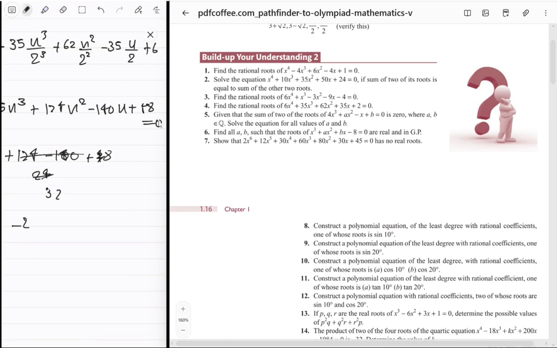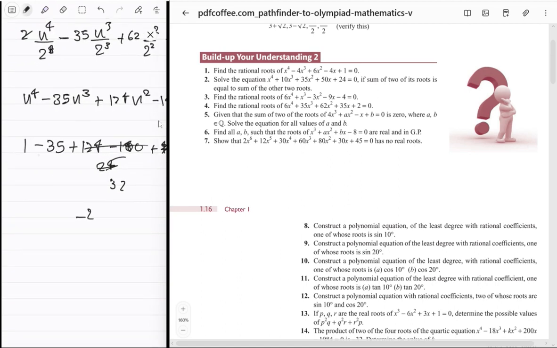Right, something's wrong. Bombs. That's 24, and that's 8. That's 32. Sure. That is 33, and that's negative. Of course, it's negative 2. There's no other way. So what do we do?